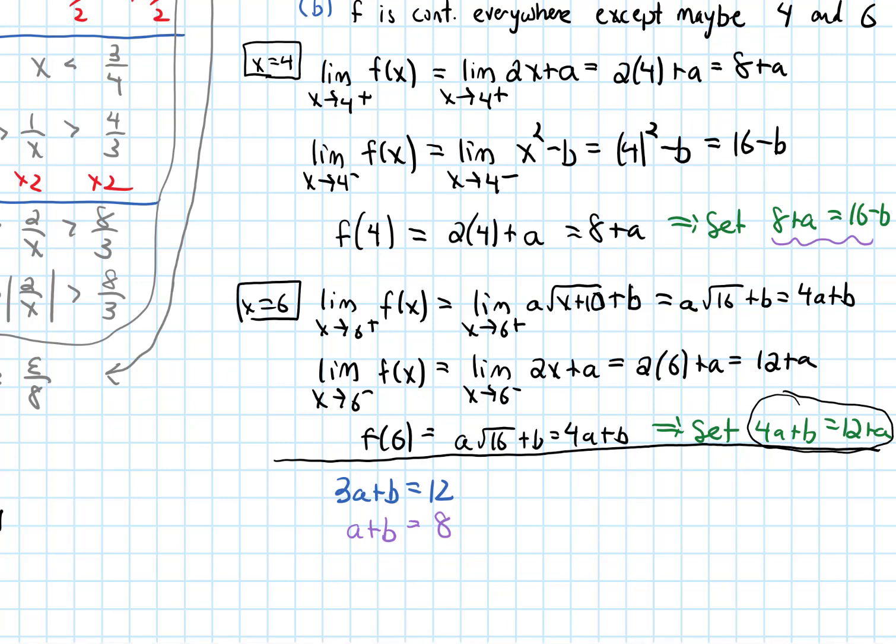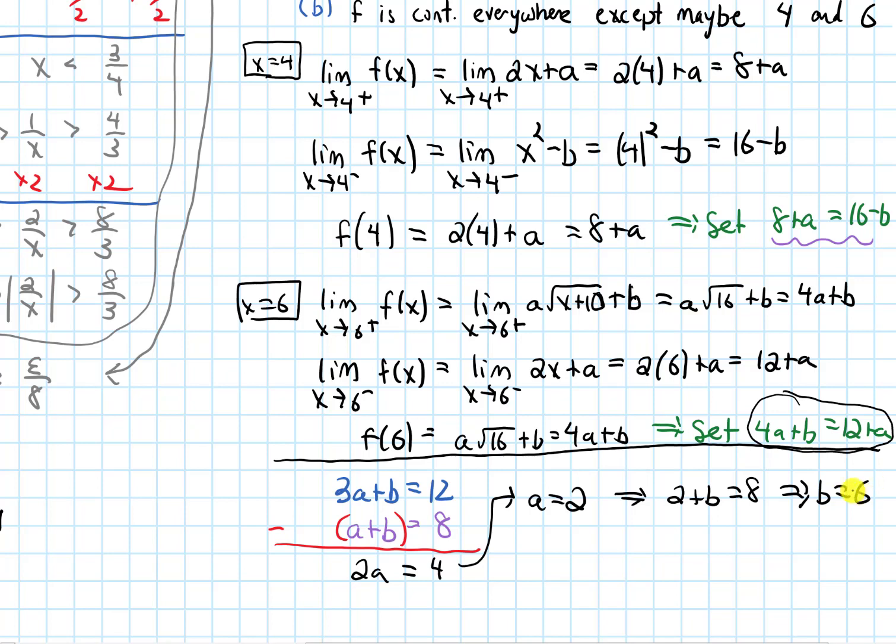All right, so I have the system of equations. There's a few ways I can solve it, but one is I could subtract these two equations, and that'll cancel the b's, and it'll leave me with 2a on the left, because 3a minus a is 2a, and then 12 minus 8 is 4. If I divide by 2, we get a equals 2, and we could plug this into either equation to get b. So if I plug it into the second equation, we get 2 plus b equals 8. That means b equals 6. So a equals 2 and b equals 6. Those are the values that will guarantee that our function f is continuous.